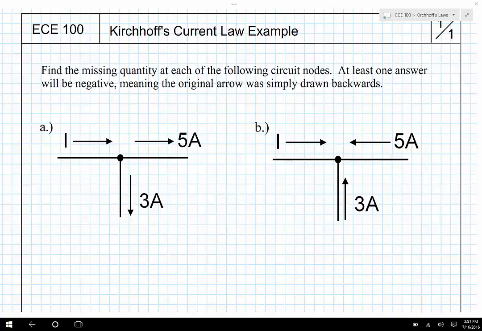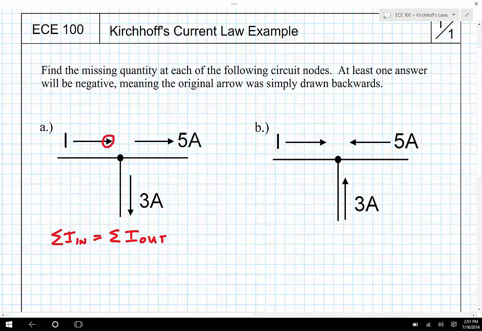Hi, let's do a few examples of Kirchhoff's current law, also known as KCL. In example A, you can see that we have three currents at a particular node, and what we need to do is calculate the sum of the currents entering the node, which will necessarily be equal to the sum of the currents leaving the node. And so our job really reduces down to figuring out which currents are entering and which currents are leaving.